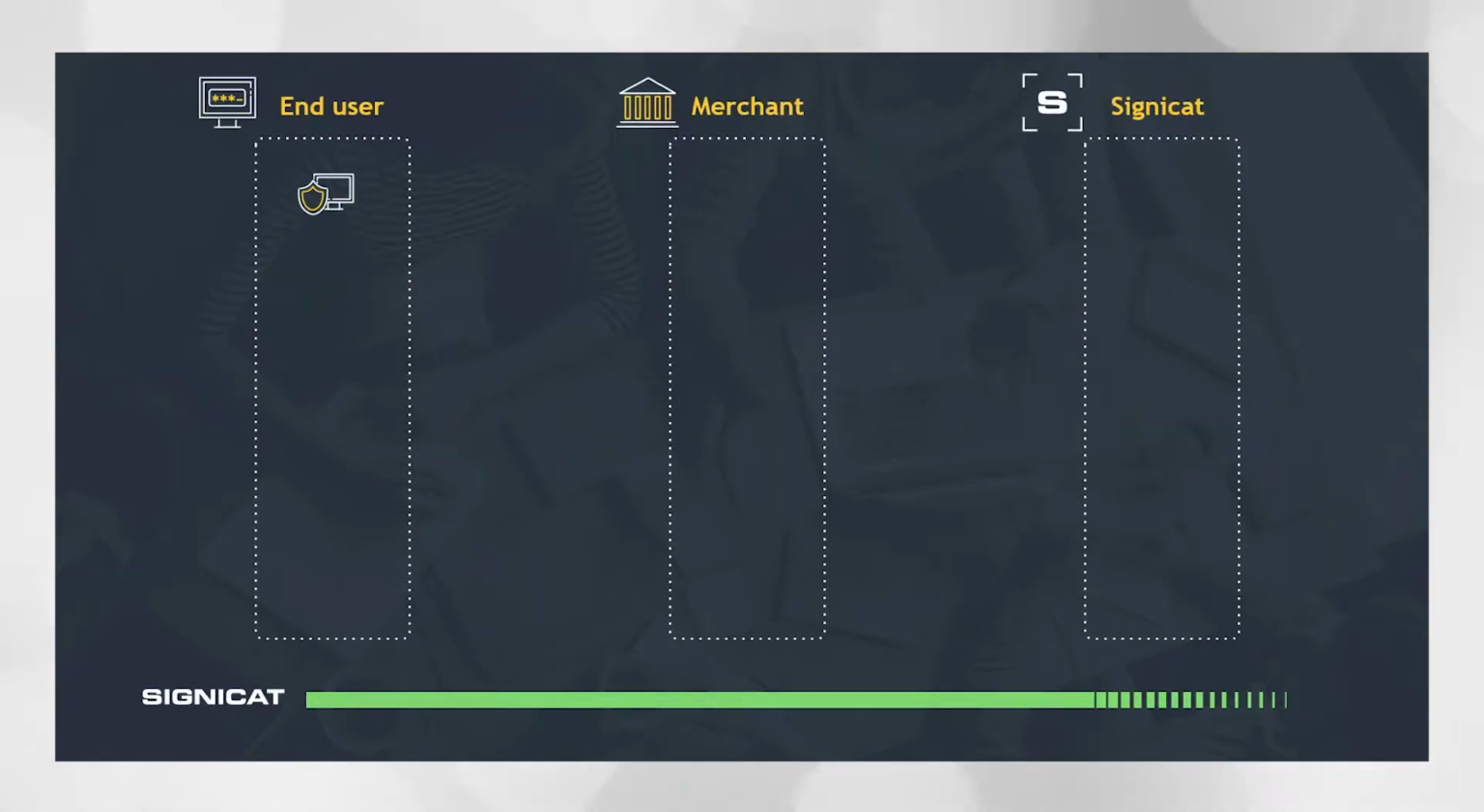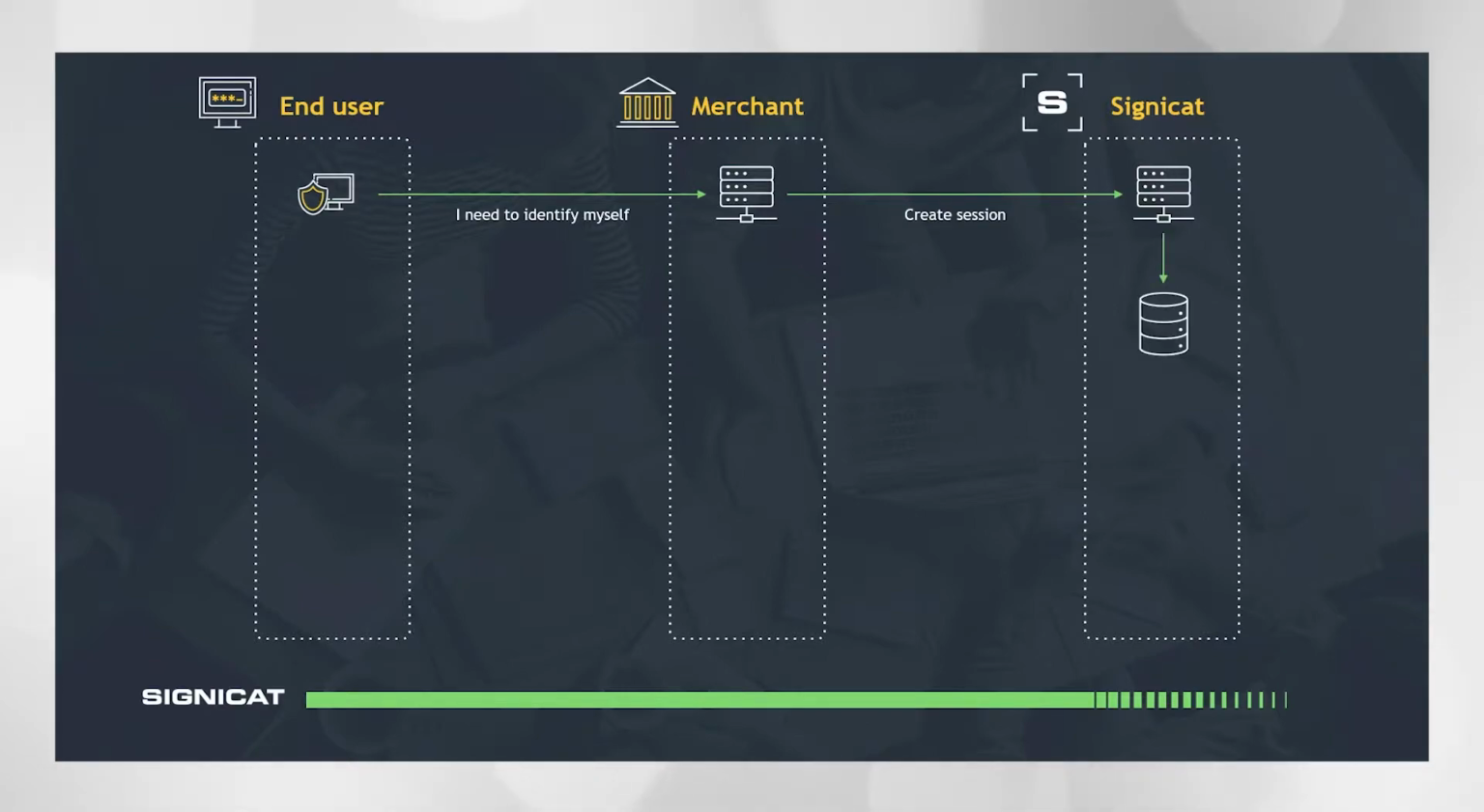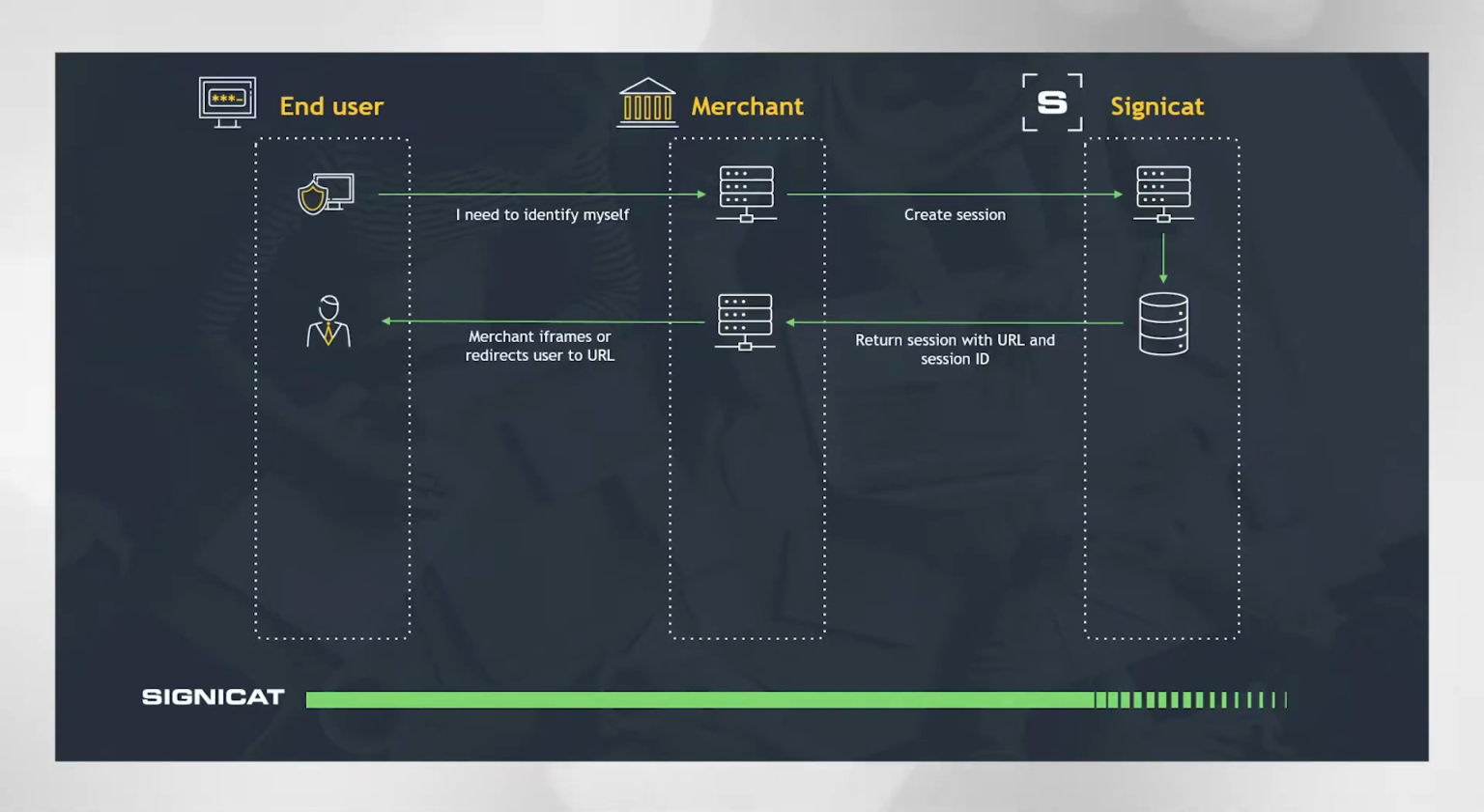Let's start at the flow using the authentication API. As you can see, we have the three parties here. We have the end user, the merchant site, and Signicat. In this case, the merchant site is the developer or the integrator. So it starts by the end user visiting your site. The end user needs to identify herself, so she clicks on Login. You create a session towards the Signicat Authentication API using REST or one of our SDKs. We will create a session on our side and return a session ID and a URL. Then you take that URL and forward it to the end user in an iframe or a redirect.